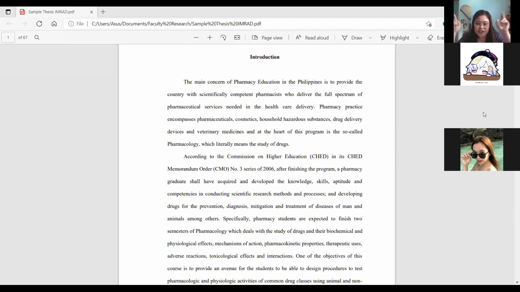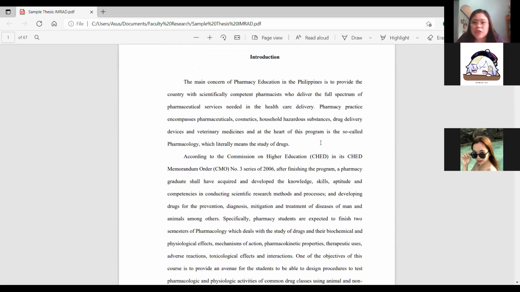So I'll just call this the topic of my research, the pharmacology. So that's how I introduced my topic. It's not really necessary na the first paragraph or the first sentence in your introduction comes from literatures or studies. Kasi pwede ka namang mag-assertion, beginning that for me, this is the main concern of the pharmacy education sa Philippines. And tinuod man sad na at the heart of pharmacy is pharmacology.